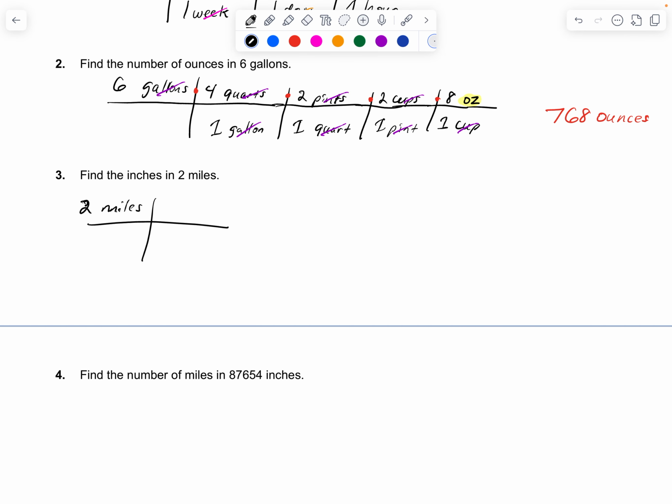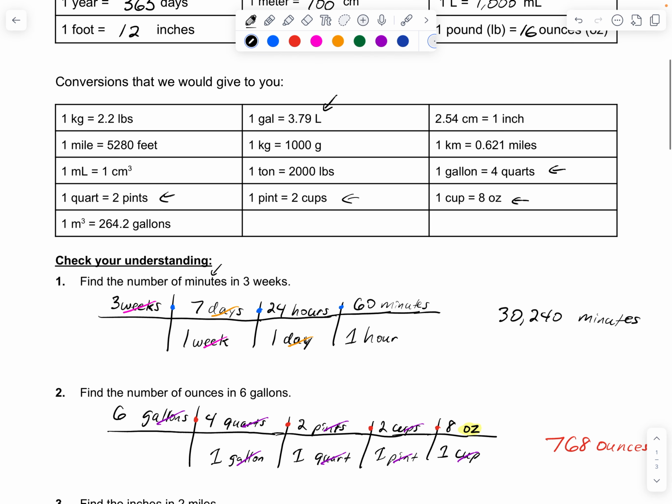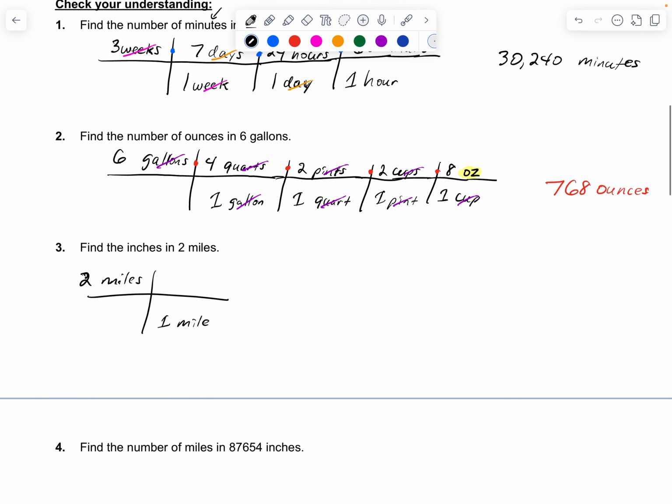I'm trying to look in my table to get rid of miles. All right, and I have 1 mile is the same as 5,280 feet. So 5,280 feet. Now I don't want feet, right? So I'm going to try to get rid of feet. I want inches, and we have 12 inches in 1 foot.